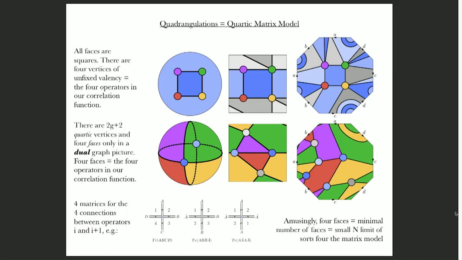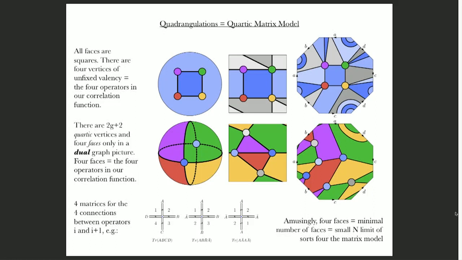They are all squares, so it's quadrangulations. And there are 4 vertices, which are our 4 operators, O1, O2, O3, O4. Good. Now let's dualize these graphs. So if we dualize these graphs, what were the 4 operators become 4 faces. You see that these graphs have 4 colors: green, purple, red, and yellow, which are the 4 operators here.